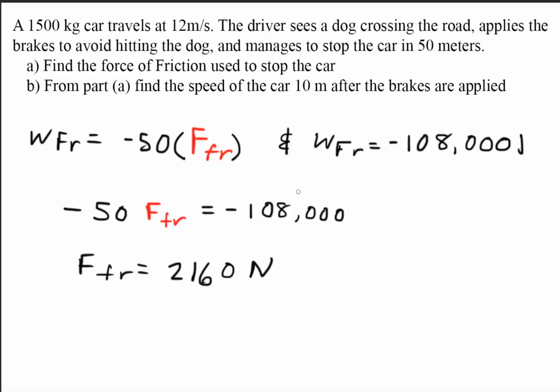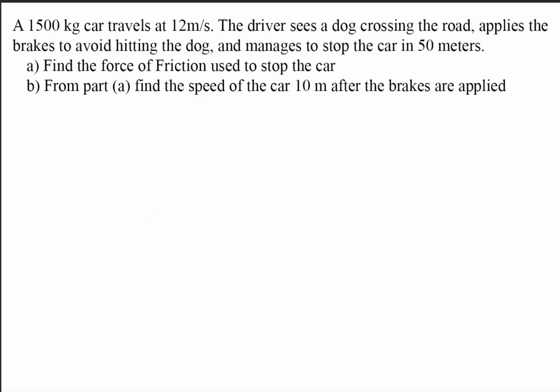Now that we've found the force of friction, we can use this information to solve part B. Part B states, from part A, find the speed of the car 10 meters after the brakes are applied. First of all, they want the speed, so that tells me I'm going to use kinetic energy somehow, because it has a velocity term in it. So somehow we need to involve kinetic energy.